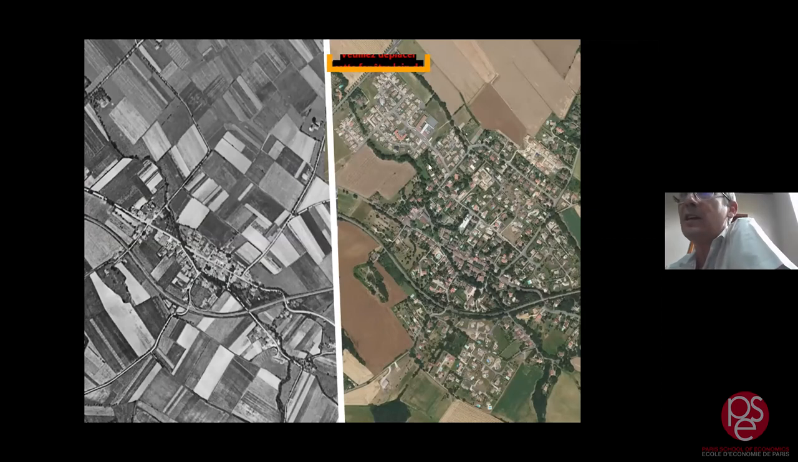I'm not able to be sure that these people work at Airbus. But there is a clear correlation between the aircraft building market and the urbanization of the western suburb of Toulouse. So this kind of evolution can be seen everywhere in the world.